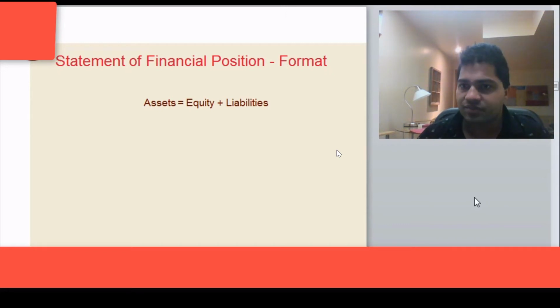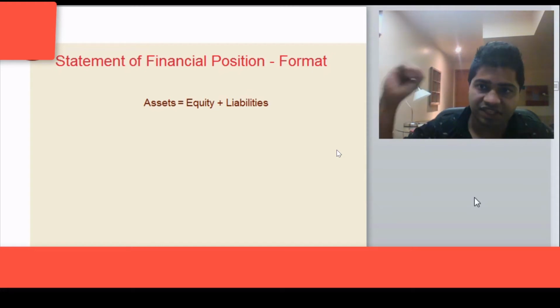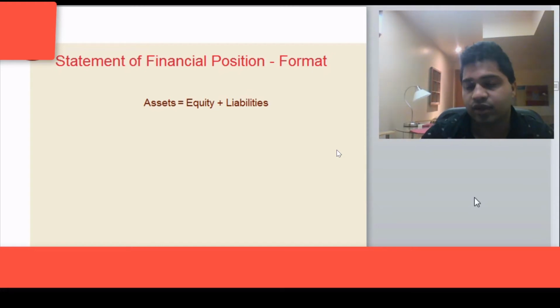Now in exams they may ask, do assets and liabilities balance? No, because there is also equity in there. So assets and liabilities don't balance. That's why we have equity in the business. If equity is zero, then assets are equal to liabilities.